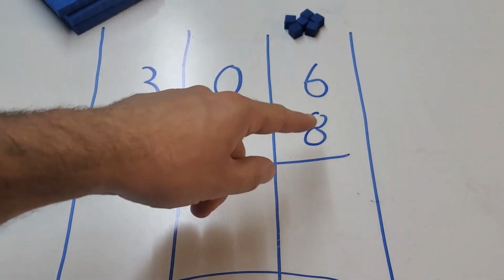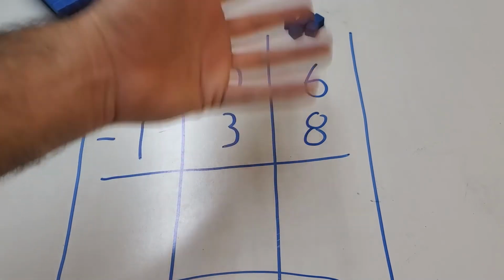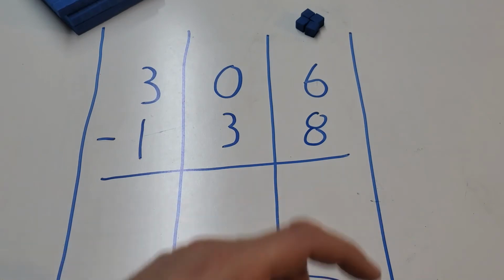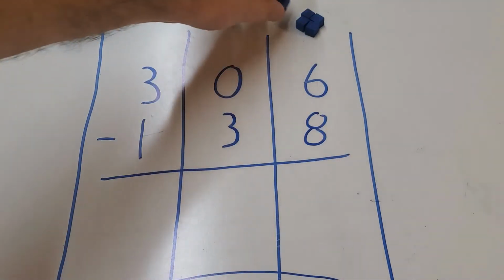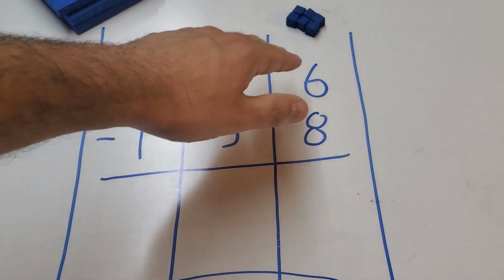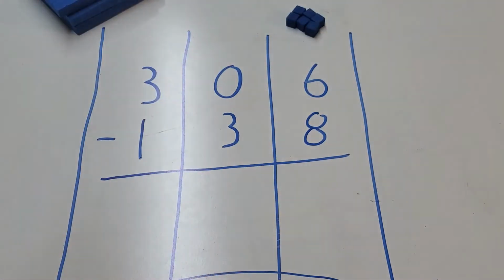Sometimes kids will try to change it. They'll say, oh, we'll just do 8 minus 6. That's basically the same thing, right? We'll just put 2 down here. But that's not going to get us where we want to get to, because it's not 8 minus 6. It's 6 minus 8. So we need some more 1s.